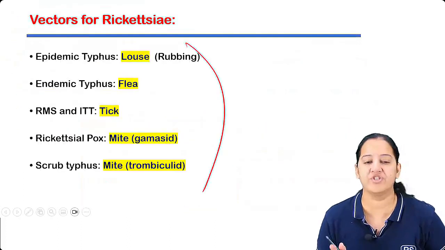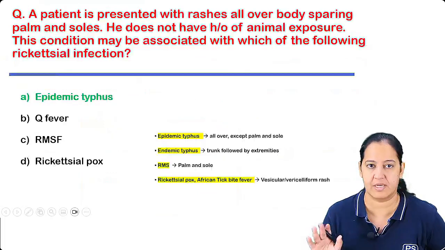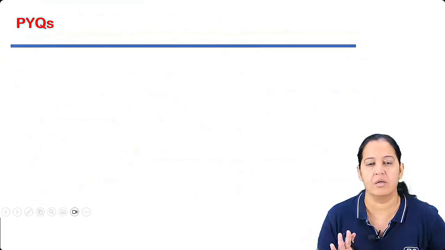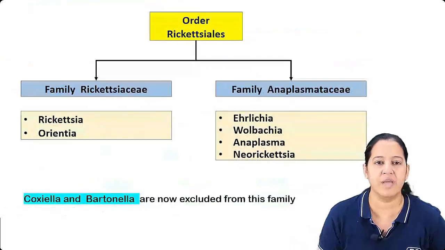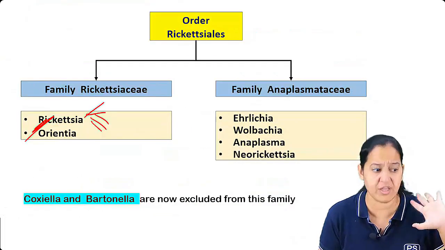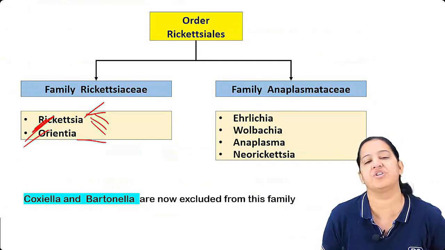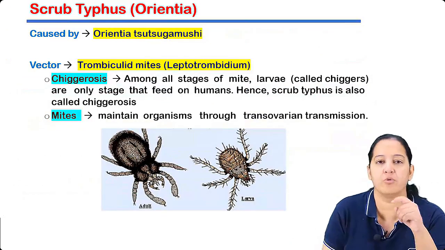Last one, Orientia tsutsugamushi. वो भी दिखा दो. Just a second. Questions we will solve. है ना? Let me show you last one, Orientia tsutsugamushi. So we will be done. So we are done with the 5 Rickettsia. We will solve the questions. Wait. Last one is Orientia tsutsugamushi.